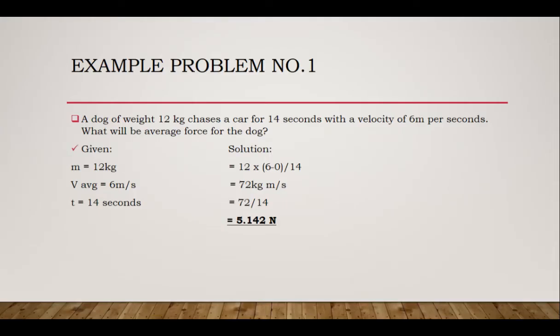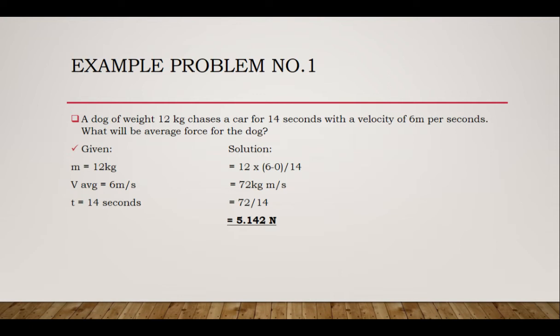And this is our example problem number 1. A dog of weight 12 kg chases a car for 14 seconds with a velocity of 6 meters per second. What will be the average force for the dog? Our solution is, the mass given here, letter M equals 12 kilograms. The dog's average velocity, or V average, equals 6 meters per second. The time, or T, equals 14 seconds.